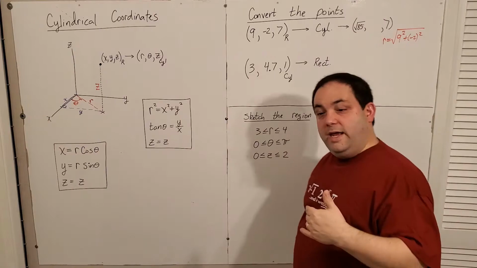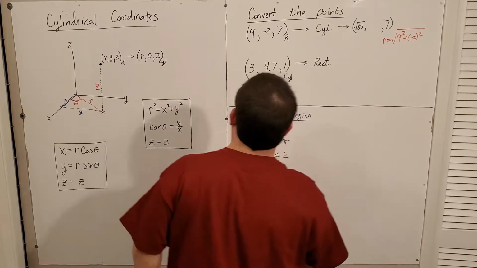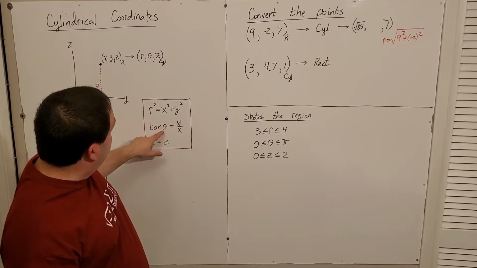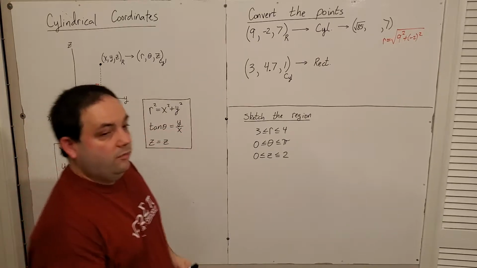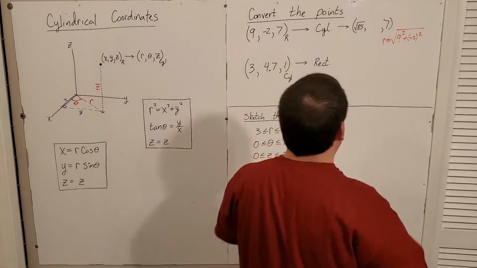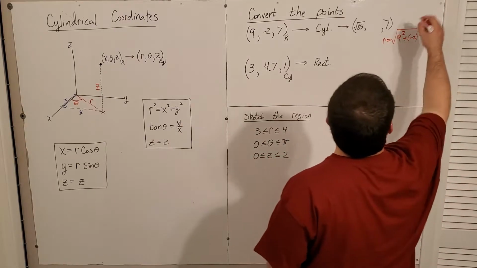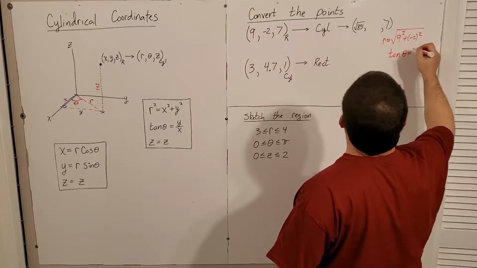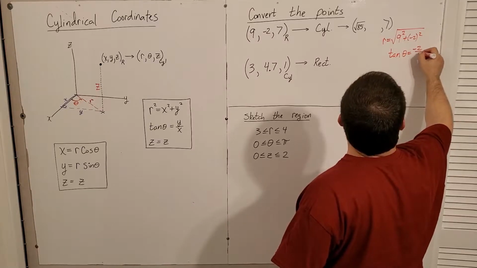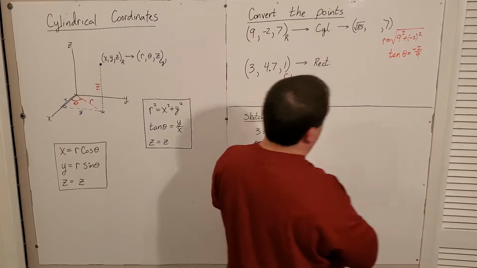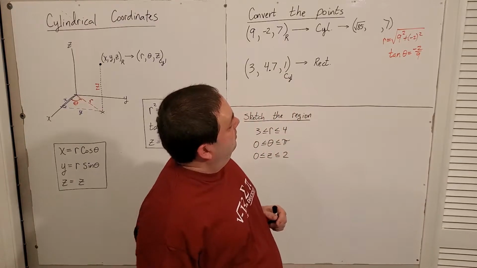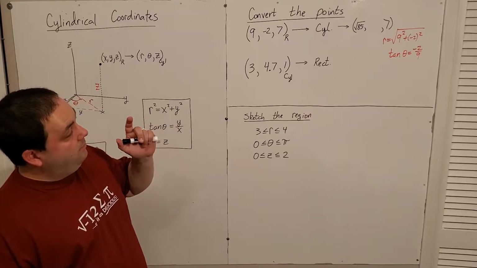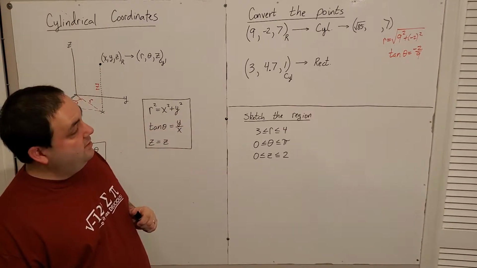Or I could use the negative. Either way, same thing. But I'm going to use this equation right here. The tangent of theta is equal to y over x. Okay? So tangent of theta is equal to -2/9. Now be careful. My theta, I can have multiple choices here.